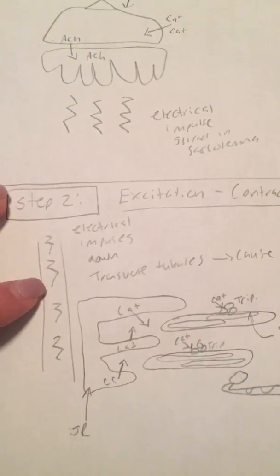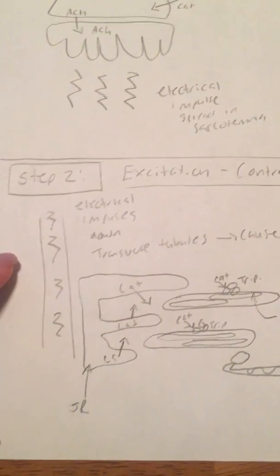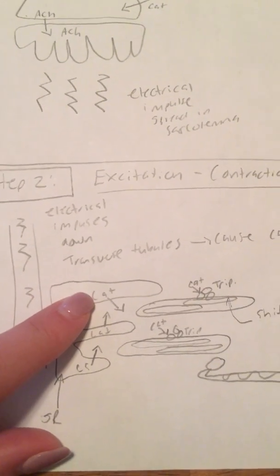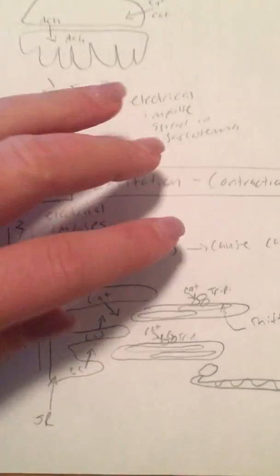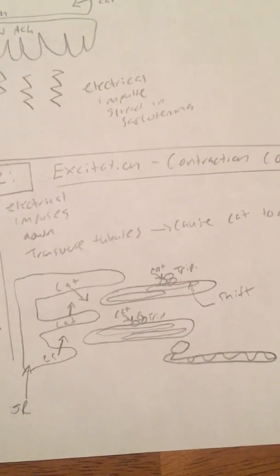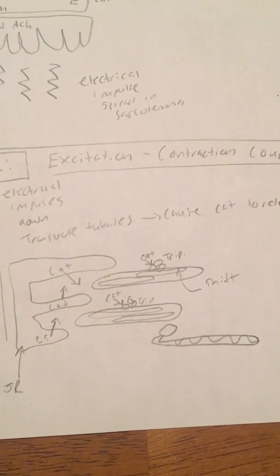So here the electrical impulses are coming down the transverse tubules. Here's the sarcoplasmic reticulum and the calcium that is stored coming out. That calcium binding to the troponin, and then the myosin binding sites moving away on the actin.